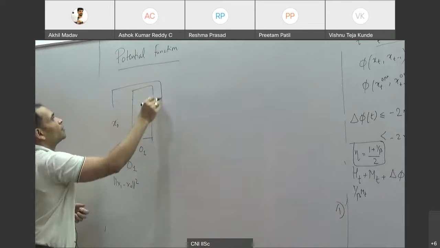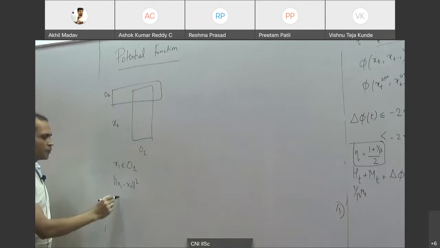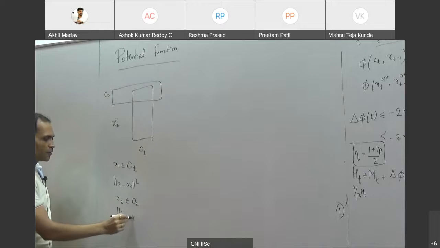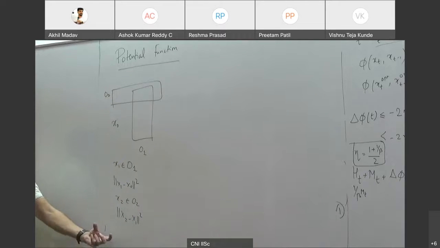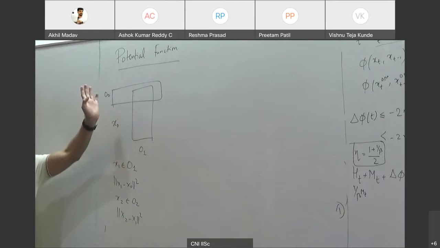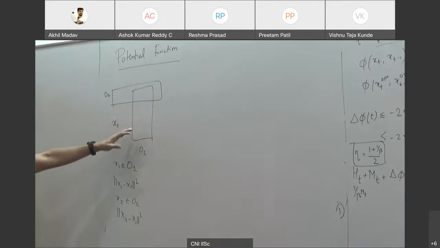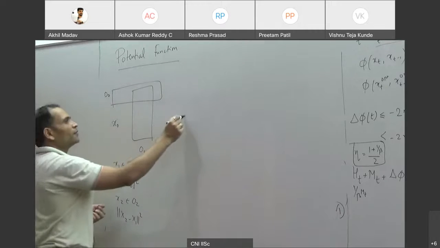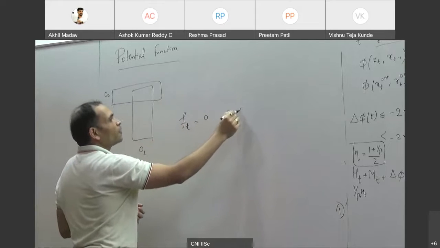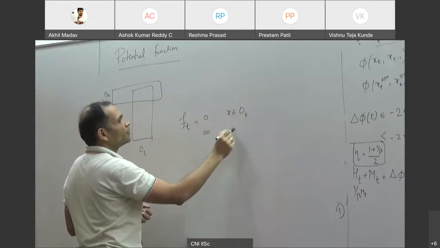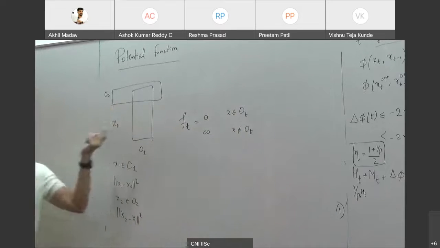Then an object O2 arrives. x2 has to belong to O2, and the cost is x2 minus x1. And so every time I produce a new geometric object, you have to move inside it and pay the movement cost. It's a very simple problem. It's a special case of what we discussed, where these f's take only values 0 and infinity. Each time, ft is 0 if x belongs to the object. So these are the functions essentially describing this problem.